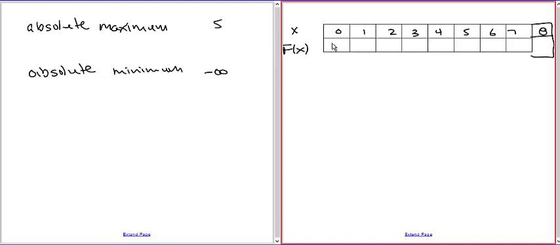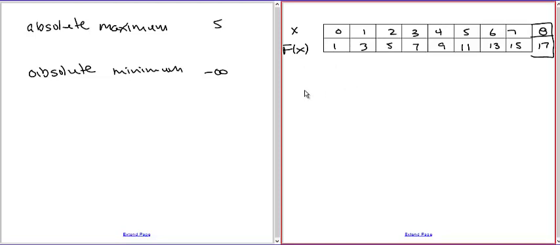And here are the values: 1, 3, 5, 7, 9, 11, 13, 15, 17. This is actually an equation. You can see this increases by 1, these increase by 2.